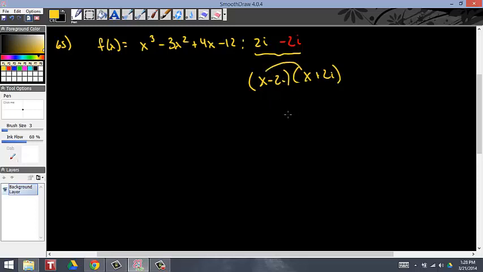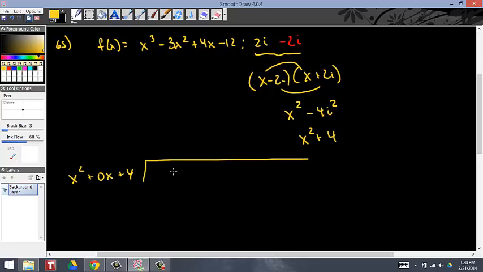This becomes x squared minus 4i squared, which is x squared plus 4. So I use x squared plus 0x plus 4 to divide into this big thing: x to the third minus 3x squared plus 4x minus 12.